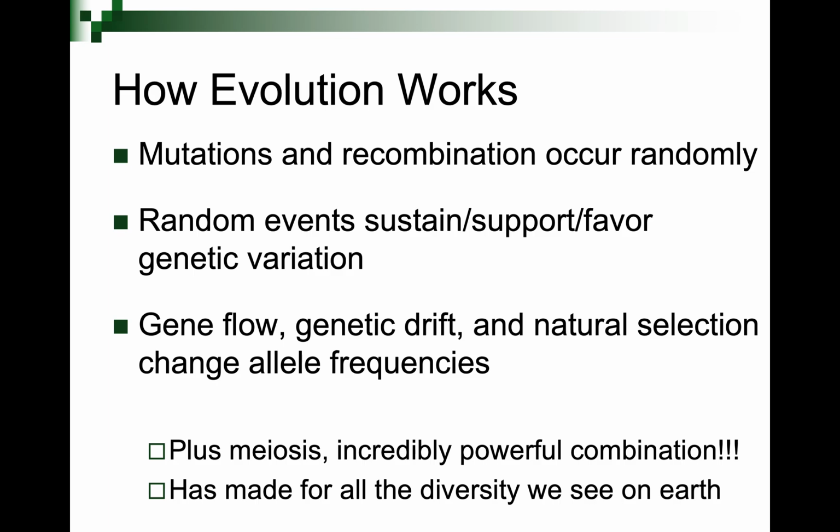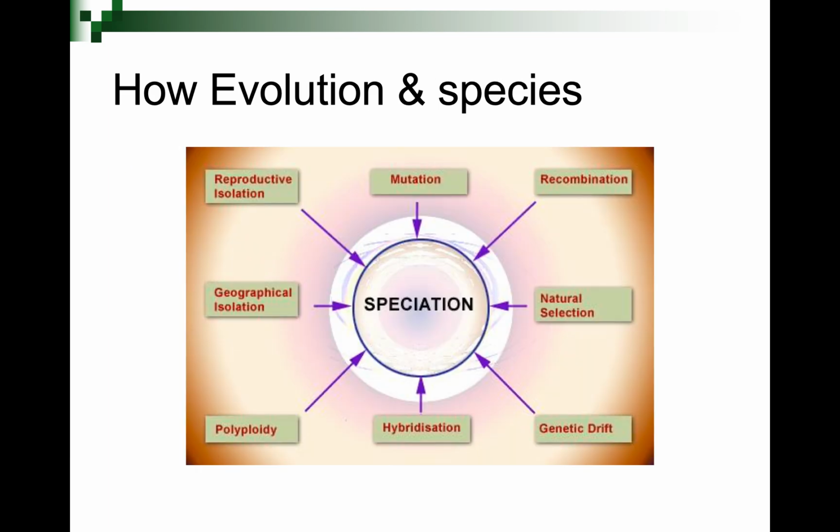It's really fascinating. Okay, and all of these things kind of come together, right? So we've got reproductive isolation, geographic isolation, polyploidy, hybridization, genetic drift, natural selection, recombination, mutation. All these things we've talked about are things that put pressure on this idea of speciation and can help to drive speciation. And that's where we'll stop today.